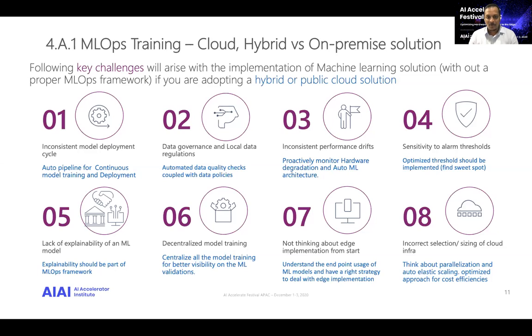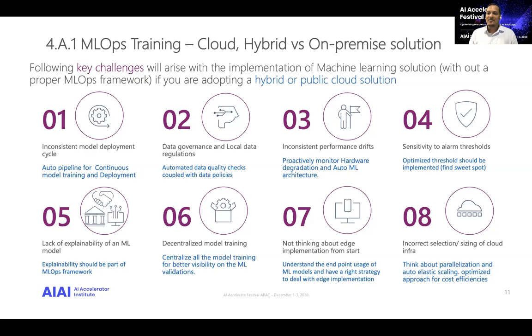And then data governance and local data regulations. Some of these cloud solutions are sitting outside your country. For example, if you take Indonesia or Taiwan, you're not supposed to move the data out. Most of the confidential or critical information should stay within the country, so you need to take care of all that. You need to automate something like data quality checks to make sure you're adhering to the data policies. This is what I experience day in, day out.